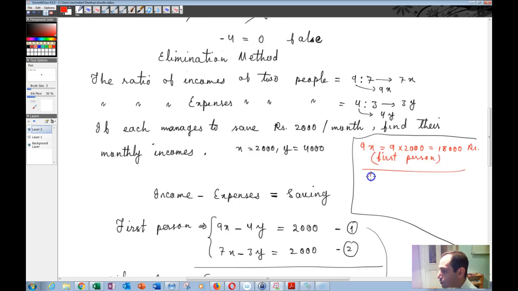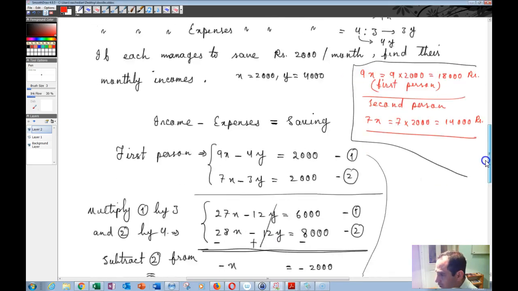And for the second person, it was basically 7x is equal to 7 times 2000, which is equal to 14,000 rupees. And that's basically how you would solve this kind of problem. So 14,000 and 18,000. So this is basically called the method of elimination.